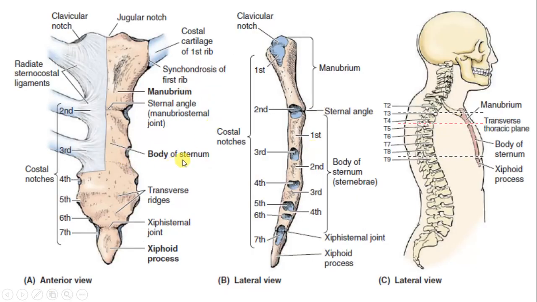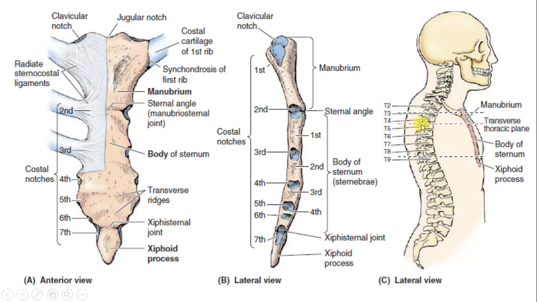So next we come to the sternum. Here is the sternum. We can feel the sternum on our own body anteriorly, and we can feel the jugular notch on our own body. It's a flat bone having a broader upper part, the manubrium, then the body, then the xiphoid process.